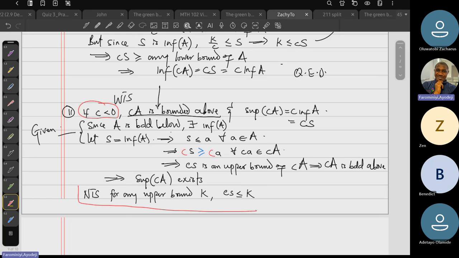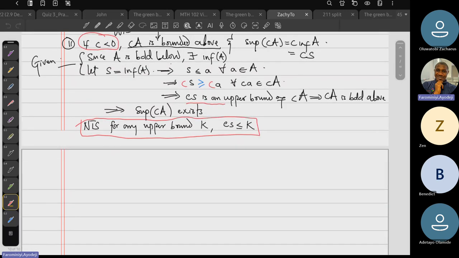This is what it means for CS to be the least upper bound. We know that both CS and K are upper bounds now. So from here, we have said CS is an upper bound. Now we are saying K is another upper bound. For us to show that CS is the supremum, we have to show that CS is less than or equal to K.